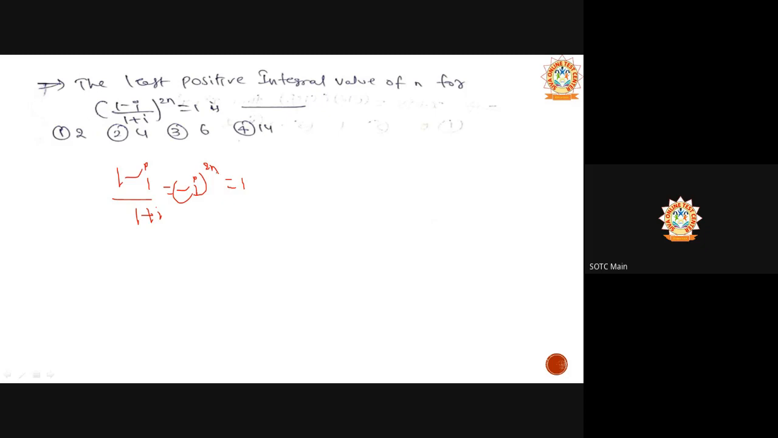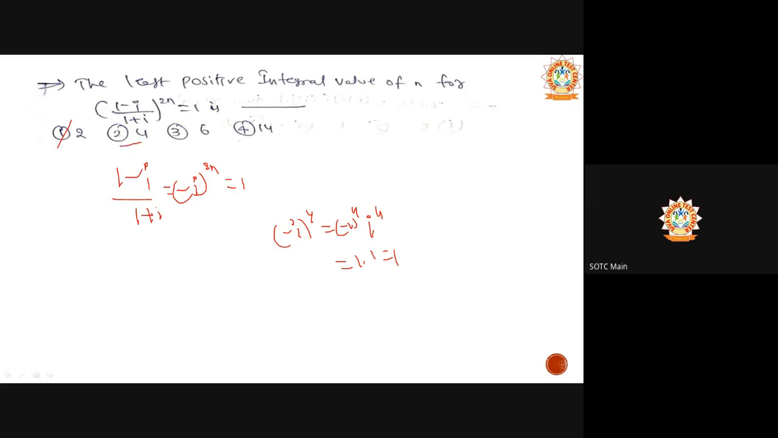That is the n value. It says least positive here. 4. Yes, sir. Option 1. Yes, option 1 is correct. Because minus i, if you substitute n as 2, it will come to the power 4, right? So we can write it as minus 1 whole power 4 into i power 4. What is minus 1 whole power 4? That is 1, into i power 4 is also 1. So it will come 1.